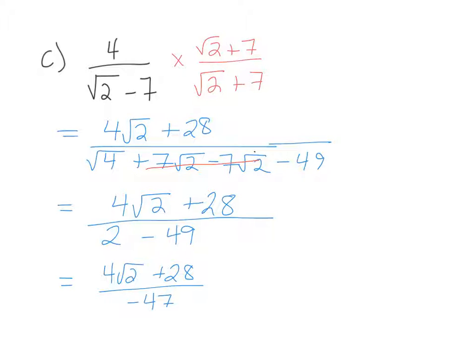Often when the denominator is negative, we'll just switch that negative to the numerator. So we have negative 4 root 2 minus 28 over 47. So I just switched the signs of everything, which is okay to do in a fraction because it's still equivalent. It's not like this first one is wrong. It's just convention says we usually don't leave a negative in the denominator.